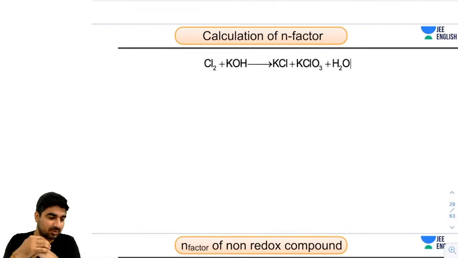Yes, this is the last problem. And after this problem, we will wind up today's session. So let me see how many of you can solve it. Actually, it is a very important problem. This is an example of disproportionation. Yes, Chandrasekhar. Yes. Now calculate the n factor for it. Yes, guys, be fast. Do it.